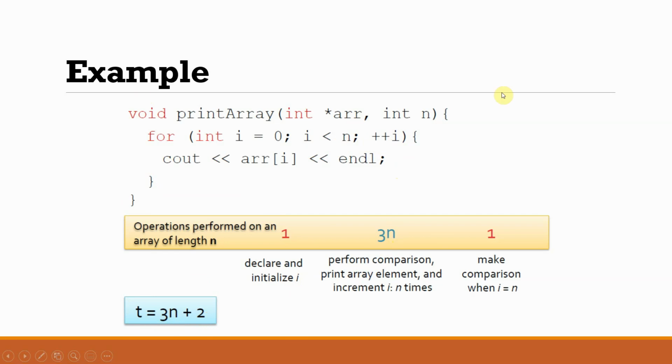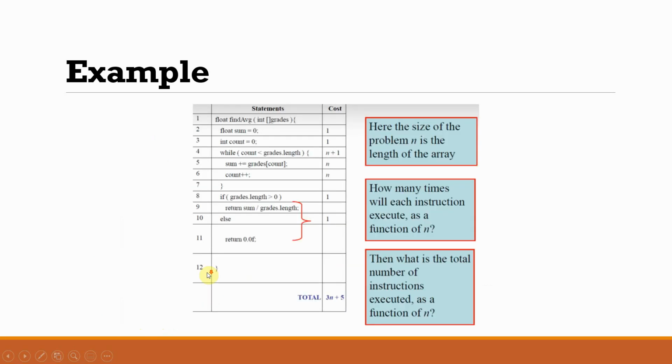This is the cost function for this C++ function that we have here. This is the time complexity of this problem. So it shows basically how t is going to increase as n increases. So this is an example of a cost function.